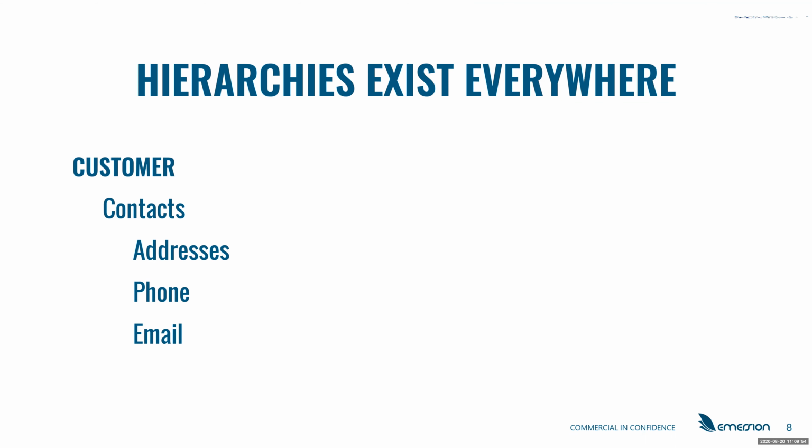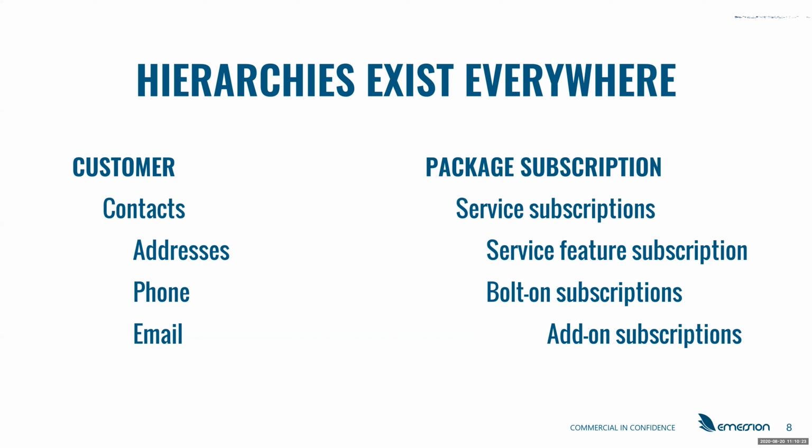I'll give you some really obvious examples of that. The customer, you have an account. An account is a particular object that represents a customer. Now, under that account, the customer can have one or many contacts. There'll be a primary contact, a billing contact. So an account can have one or many contacts. And that contact can have one or many addresses, phone, email, and other information that you collect.